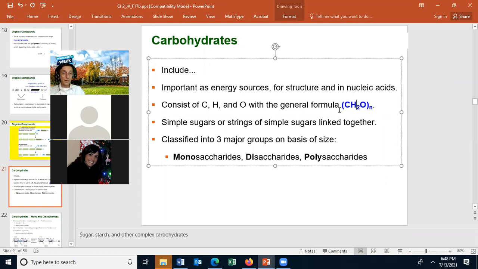The carbohydrates can be a simple sugar or strings of the simple sugars linked together. We can classify the carbohydrates into 3 major groups based on their size. The monosaccharides, which is a 1-unit carbohydrate. The disaccharides, which are a 2-unit carbohydrate. And then the polysaccharides, which are many-unit carbohydrates. An example of a polysaccharide would be the molecule of starch. Okay? Any question about any of that?